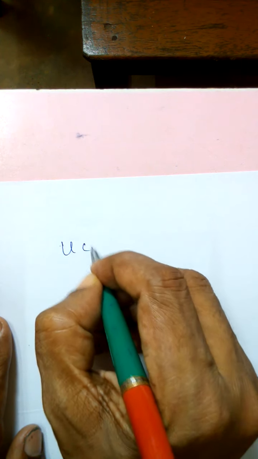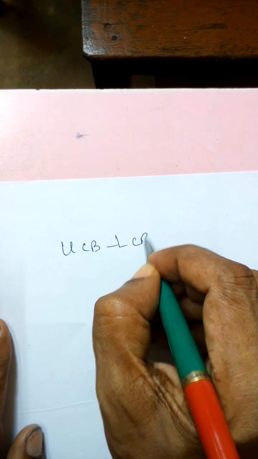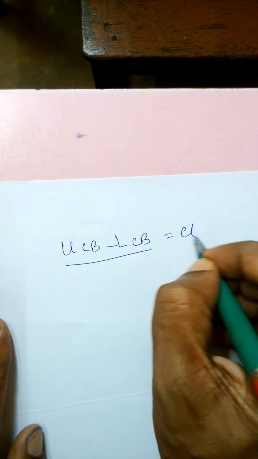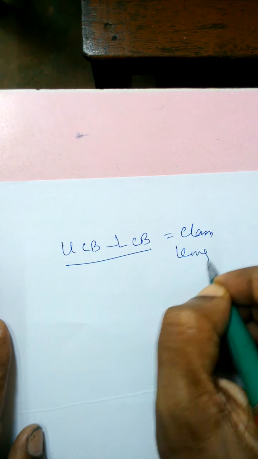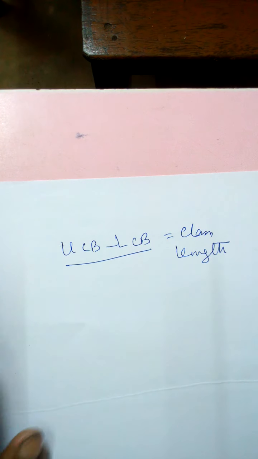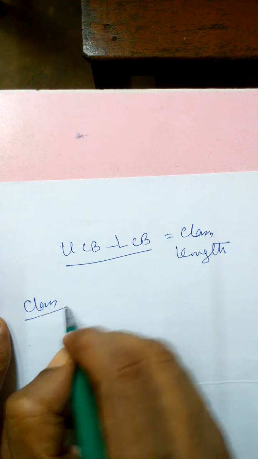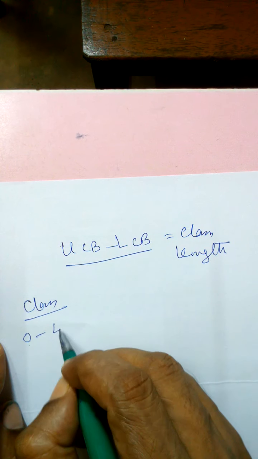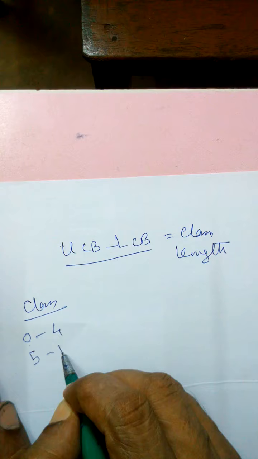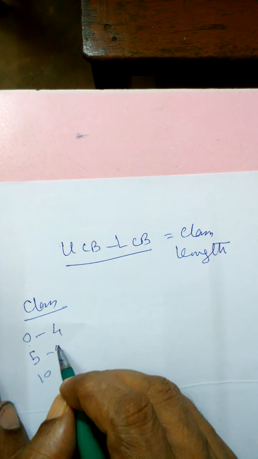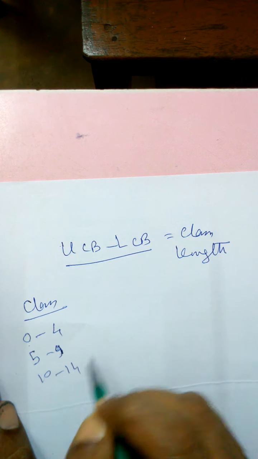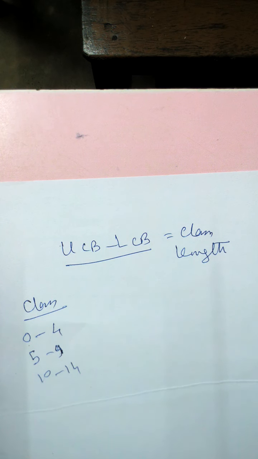That is upper class boundary minus lower class boundary. This is called class width or class length. So what is class length? Class length is not from the limit, it will be from the boundary. Now if I tell you find the class length of these classes, 0 to 4, 5 to 9, then 10 to 14, etc. So what are the lengths of these classes? These class lengths cannot be considered unless and until we take the class boundaries.